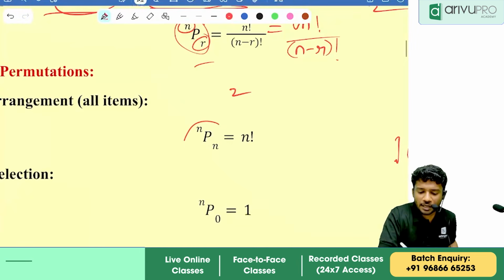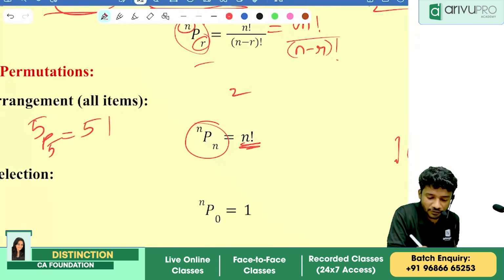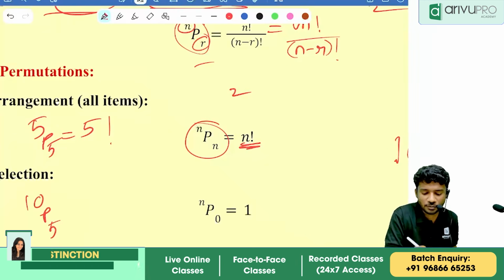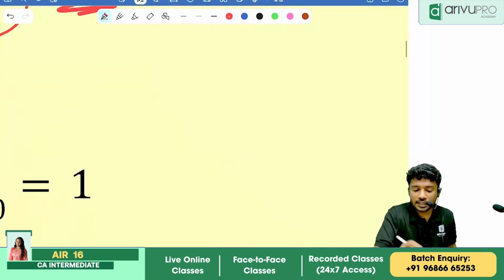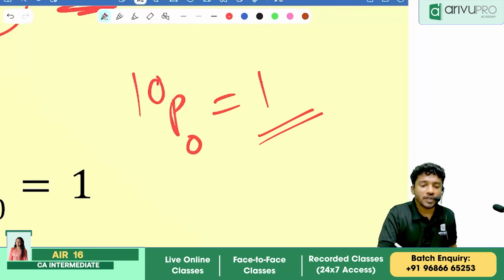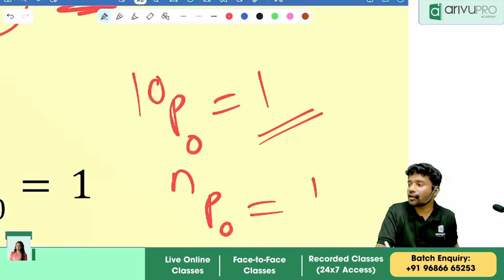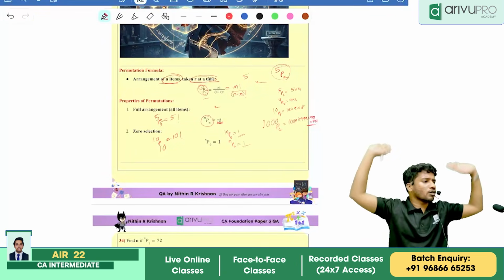Before that, nPn is equal to how much? n factorial. 5P5 is 5 factorial. 10P10 is how much? 10 factorial. Then 10P0 is how much? 1. nP0 is how much? 1. Remember this much. More than enough, we can solve all the questions.